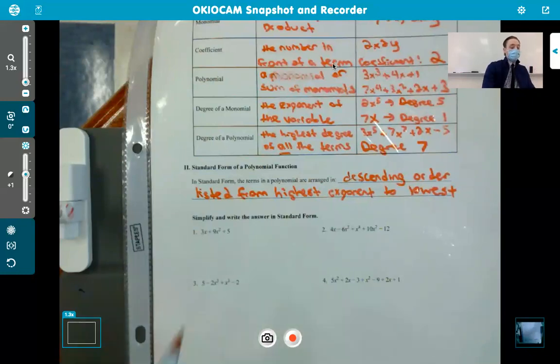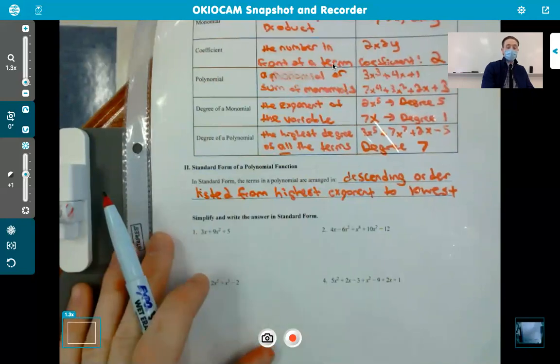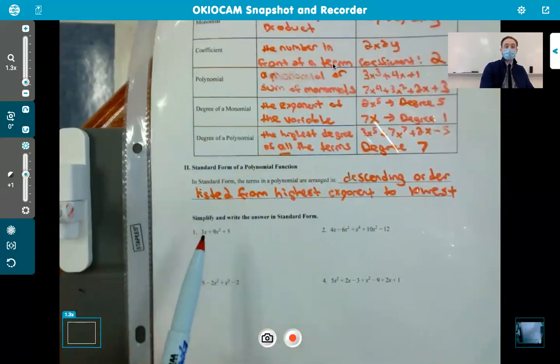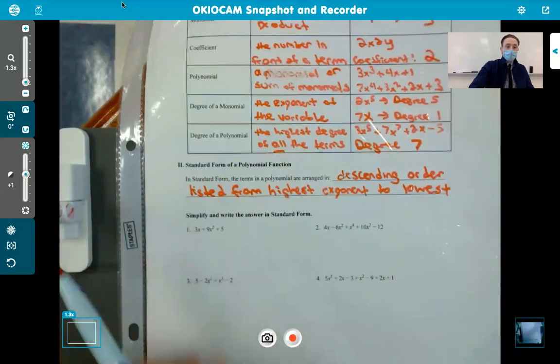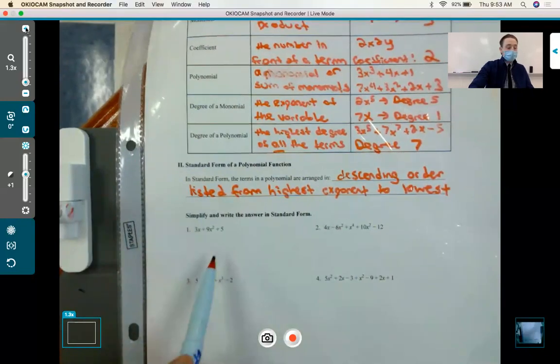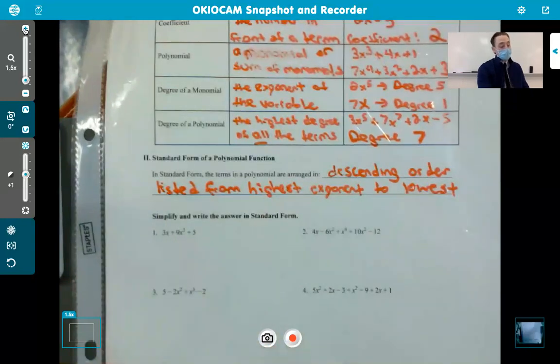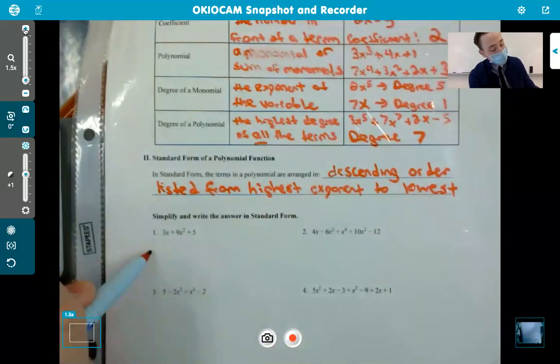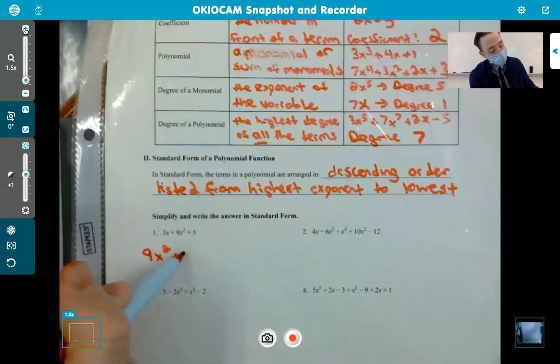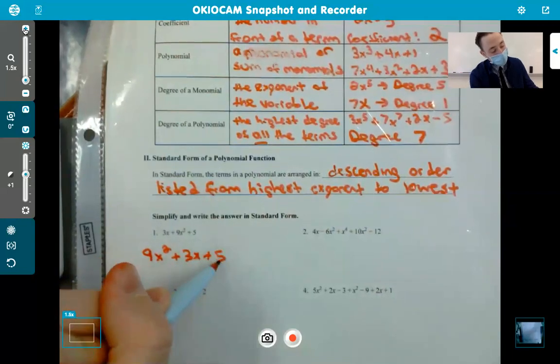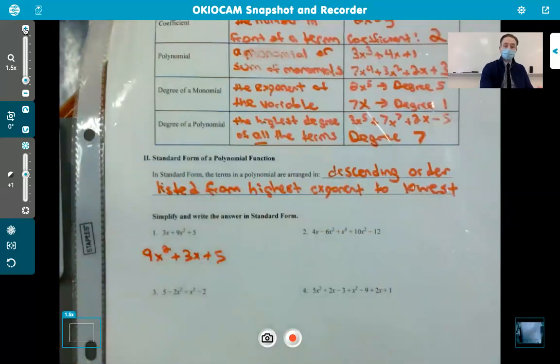So for example, in number 1, the first thing I want to check to make sure is that I don't have any terms that I can combine. Well, I don't here, right? I have 3x, 9x squared, and 5. I'm not going to be able to combine any of them. So I just go ahead and I write this from highest exponent, the 9x squared, then comes the 3x, then the 5. So to lowest exponent.